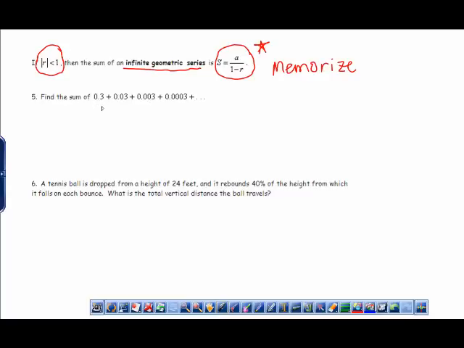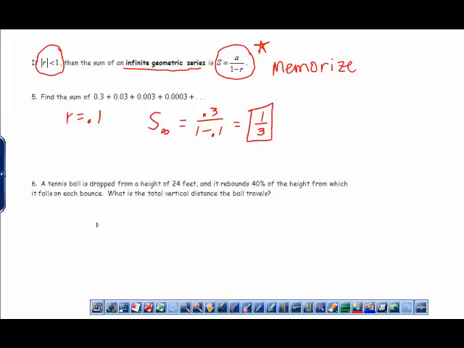Okay, so then we have this sum. We got to find the sum. So what is your r here? From term to term to term, what are you multiplying by? A tenth. And so you could write it as a tenth, you could write it as 0.1, doesn't really matter. So if you're trying to find the infinite sum, all you need to know is the first term, 0.3 over 1 minus 0.1. And this does simplify to 1/3.